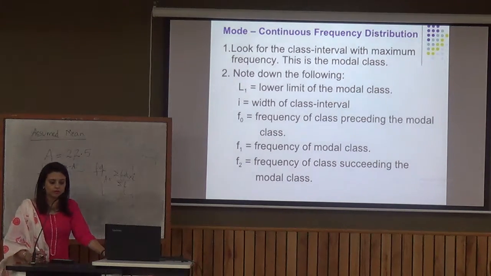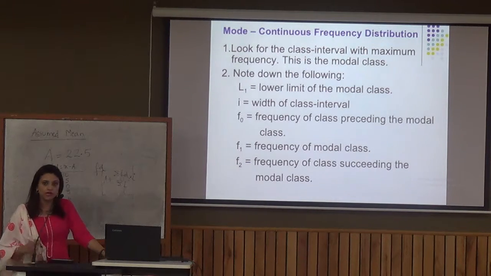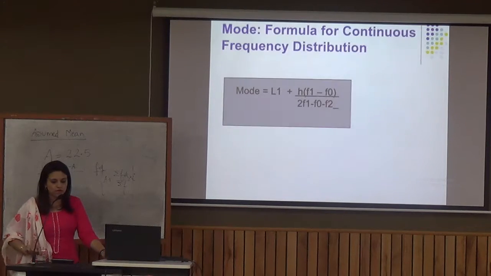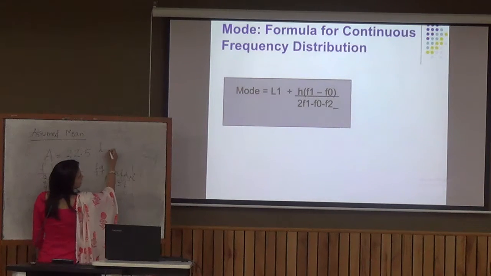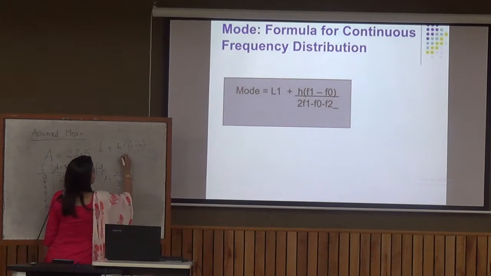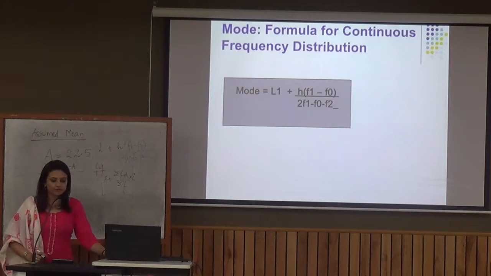Now, note down the following. L1, lower limit of the modal class. H, width of the class interval. F1 is the frequency of the modal class, and then the preceding one is F0, the succeeding one is F2, and you put in the formula. So mode is L1 plus H, F1 minus F0 upon 2F1 minus F0 minus F2, wherein you just have to put in the values, right?